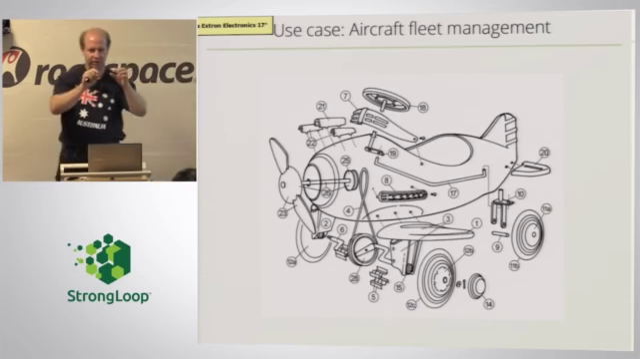So every component is linked to the subcomponents, and every subcomponent is linked to the sub-subcomponents. And here we have graphy questions. For example, give me all the parts which are in one engine. Or give me all the parts which are in some aircraft.